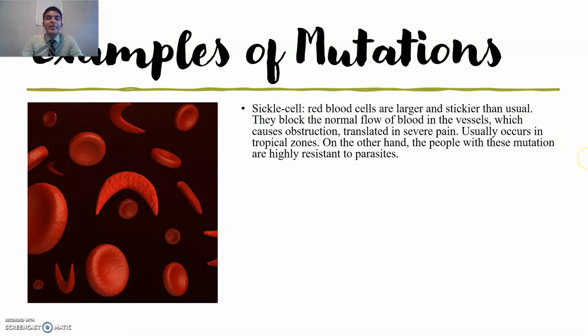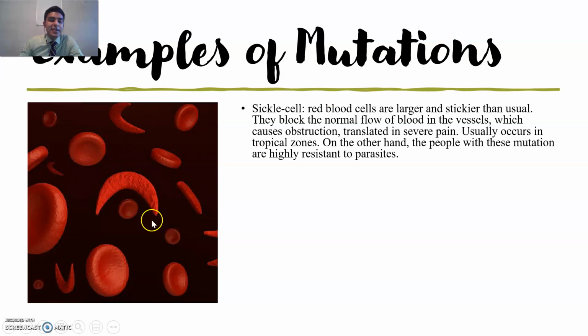Right, so it is a sickle cell. Red blood cells are larger and stickier than usual. They block the normal flow of blood in the vessels, which causes obstruction, translated in severe pain. Usually occurs in tropical zones. On the other hand, the people with this mutation are highly resistant to parasites. So remember that a mutation is a change in the genetical code, and of course a change in the production of proteins that is given in the cell.